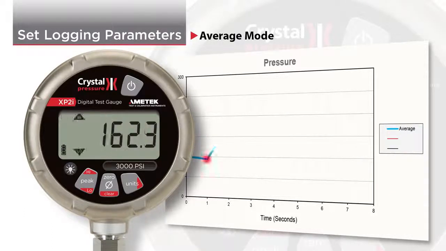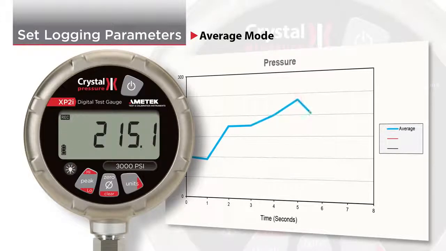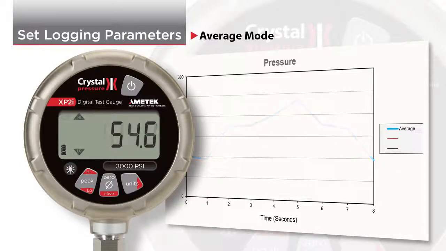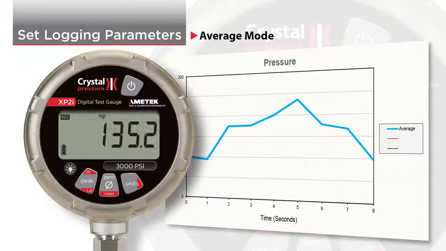Average mode works as follows. DataLoggerXP will record data at the logging interval you've selected. The XP2i updates at 4 readings per second, so average mode will record the average of all the readings taken between logging intervals.